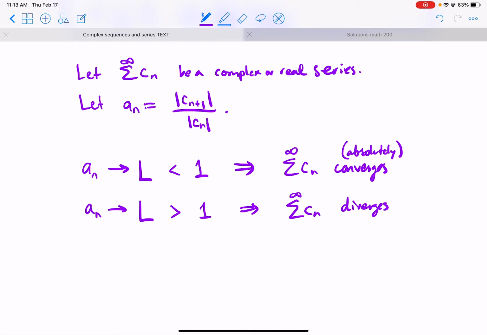Well, we're going to compare it to a geometric series that diverges, something like 2 plus 4 plus 8 plus 16 plus 32. That is going to diverge. Why? Because the common ratio is 2, and 2 is greater than 1. But anyway, that won't be L, but it'll be the ratio. Anyway, if a sub n converges to some number L that's equal to 1, we don't know.